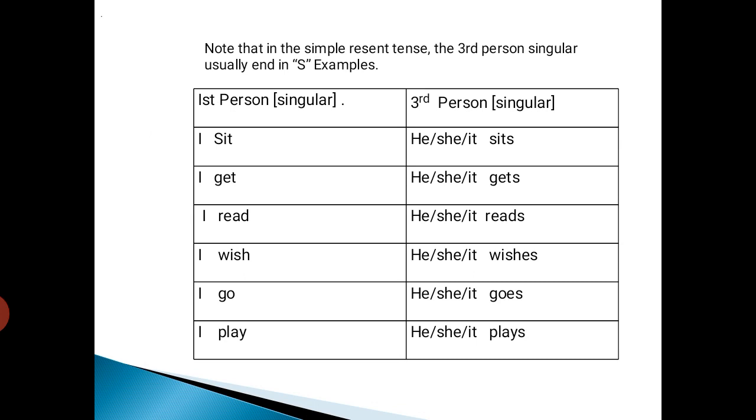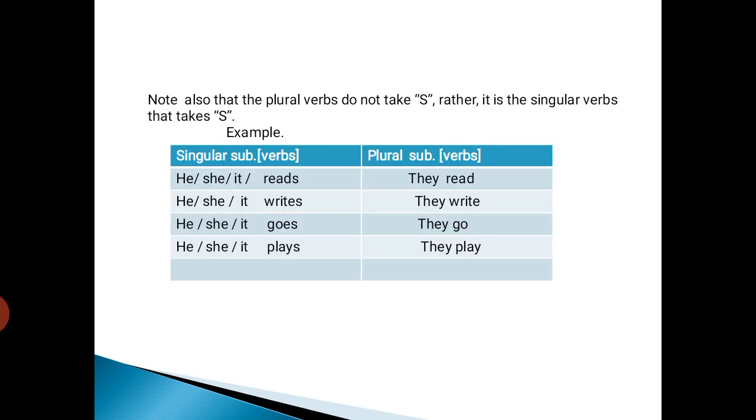For example, I sit. In the third person, he, she, it sits. I get. He, she, it gets. I read. He, she, it reads. I wish. He, she, it wishes. I go. He, she, it goes. I play. He, she, it plays.